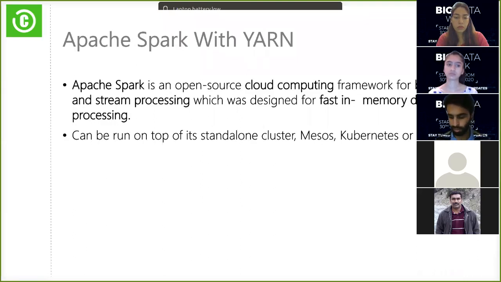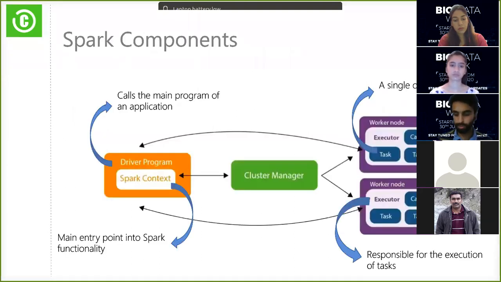Next is how does Spark work with Yarn. Spark is a cloud computing framework for batch and stream processing, which was designed for fast in-memory calculations. Spark can be run on top of its own standalone cluster or upon different clusters such as Mesos, Kubernetes, or Yarn. In the demo, we will be seeing how Spark runs with Yarn. Next up is an overview of the Spark components.